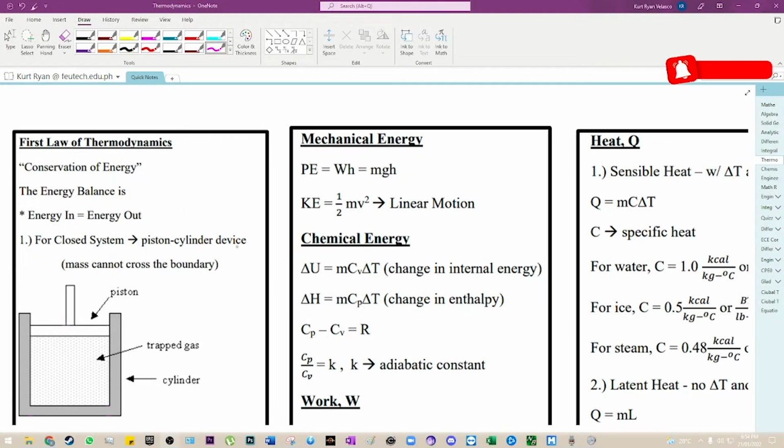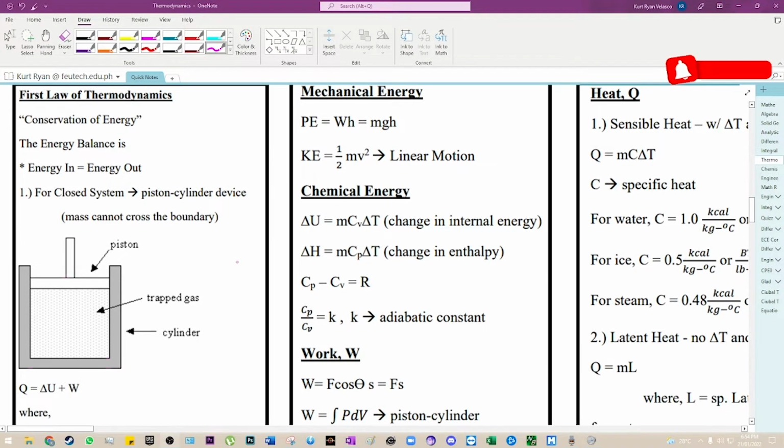So now we have the first law of thermodynamics. The first law of thermodynamics is just the conservation of energy. The energy balance is very simple: energy in equals energy out. You may have already heard of this, something like Q in is equal to Q out. That is just the same.